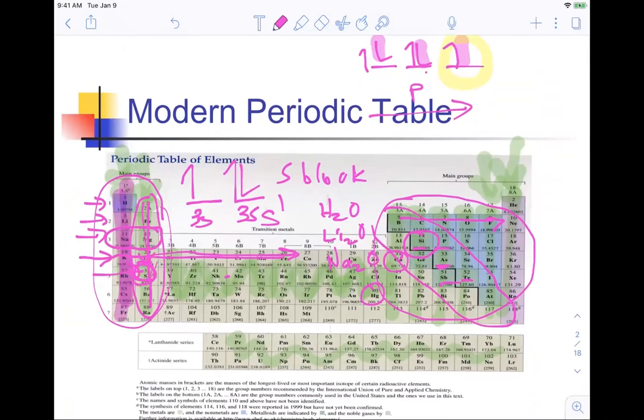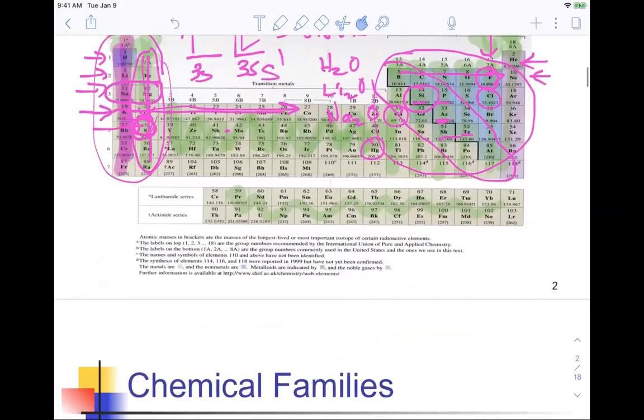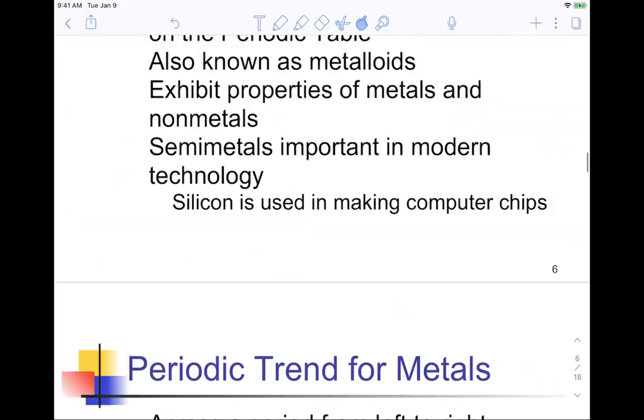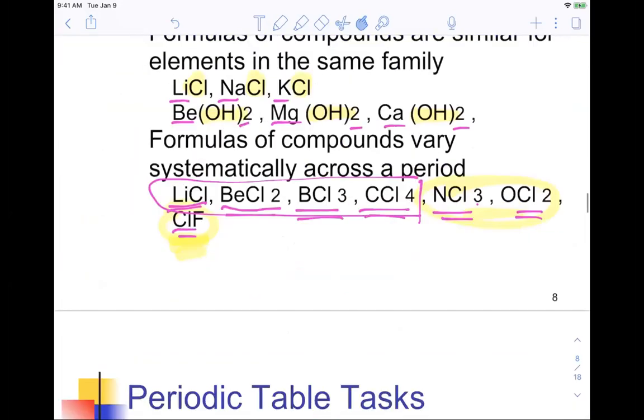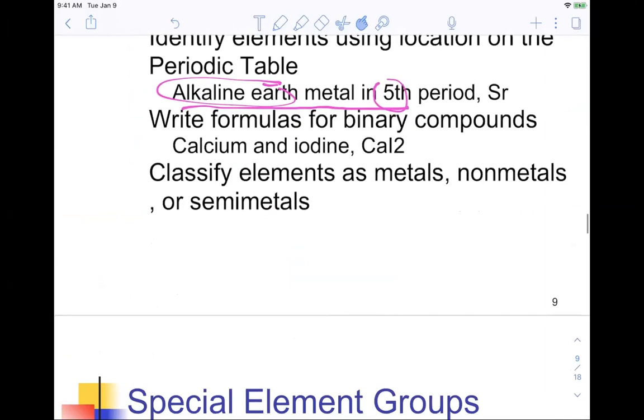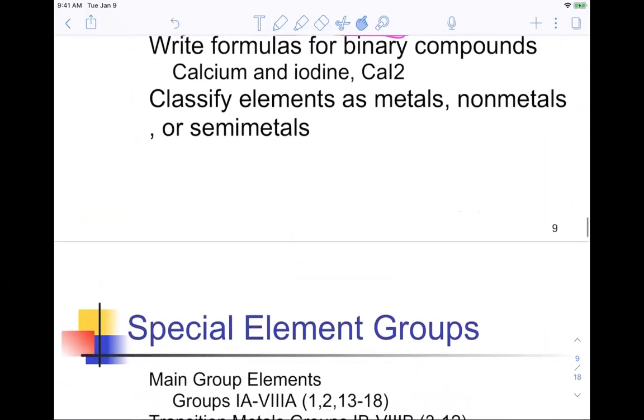So it might also say, okay, pick a halogen in the second period, right? So halogens are over here. This is the first period. This is the second period. A halogen in the second period would be fluorine. A halogen in the third period would be chlorine, right? So something like that would test your ability to understand the periodic table. And I suspect you'll have practice questions on the periodic table.